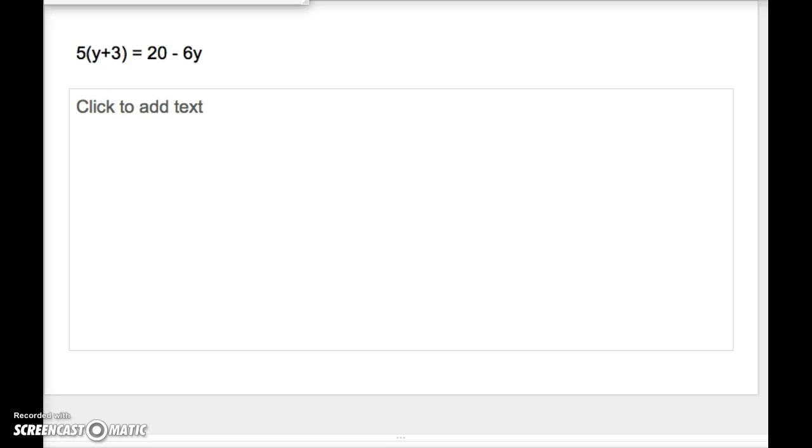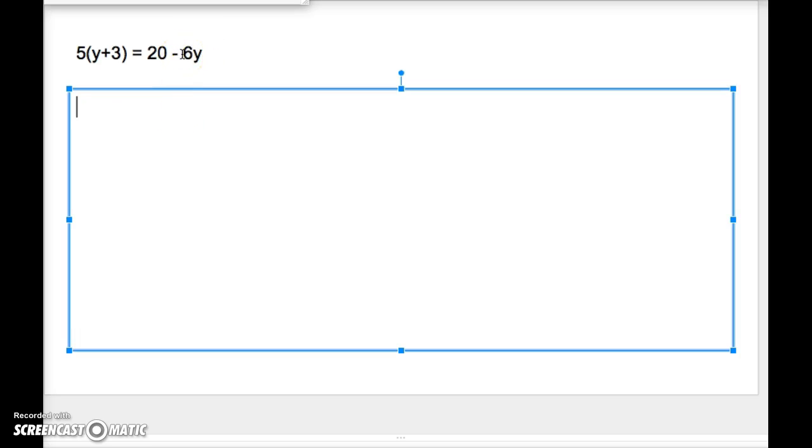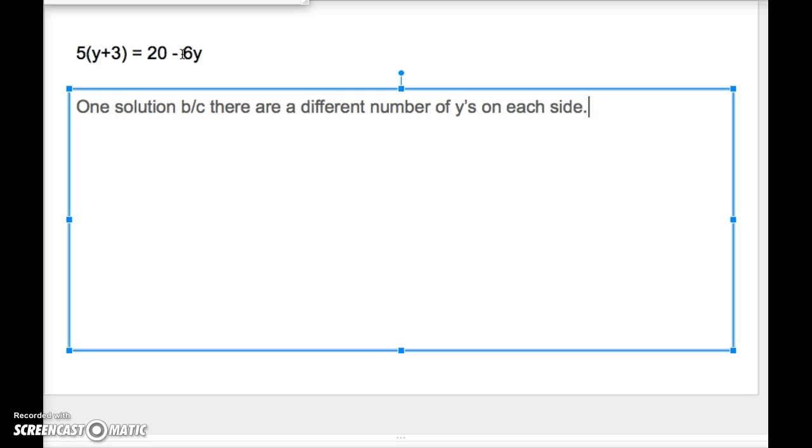Okay, on the next one, it says 5 times the quantity of y plus 3 equals 20 minus 6y. Well, I know if I use the distributive property right here, I would get 5y plus 15. So that means I have 5y on the left-hand side, negative 6y on the right-hand side. So that means they're not going to cancel each other out. It's not the exact same. So this is going to have one solution because there are a different number of y's on each side. Y will equal some number. And again, we don't even have to figure it out. They just simply want to know how many solutions it is going to have.